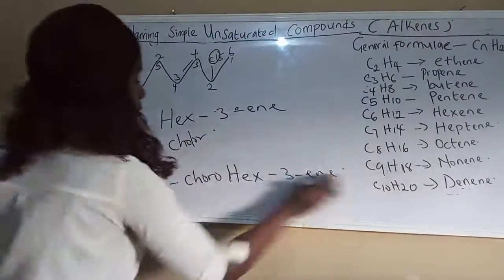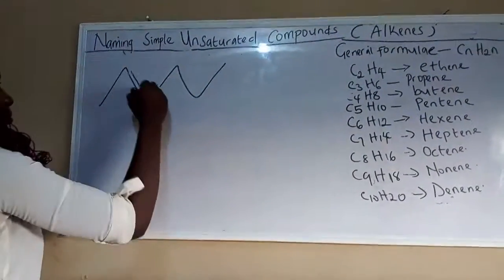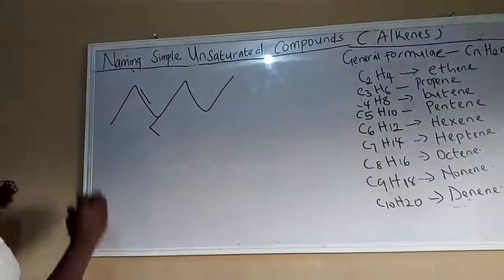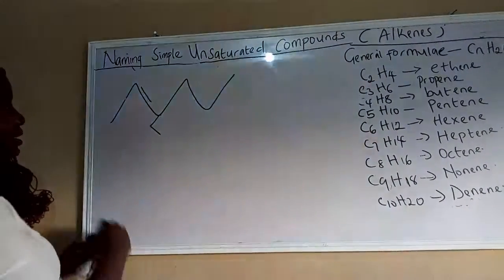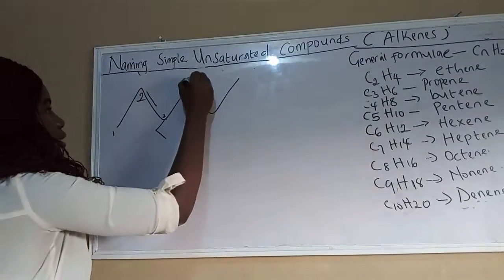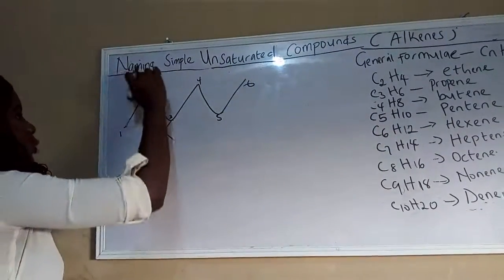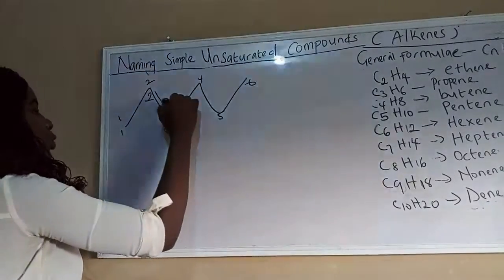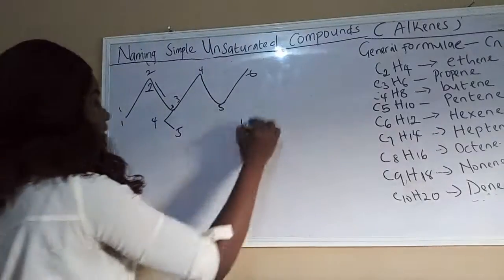Let's take another example. First, where is the double bond? You check the next to double bond. 1, 2, 3, 4, 5, 6. If you count likewise the chain, 1, 2, 3, 4, 5, this is 6. So you pick the longest chain. The longest chain is 6, has 6 carbon. That is hexane.